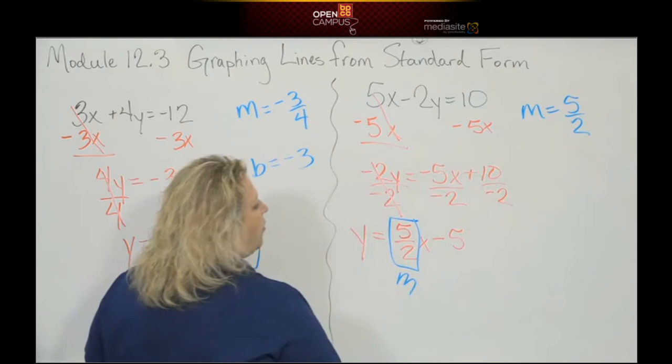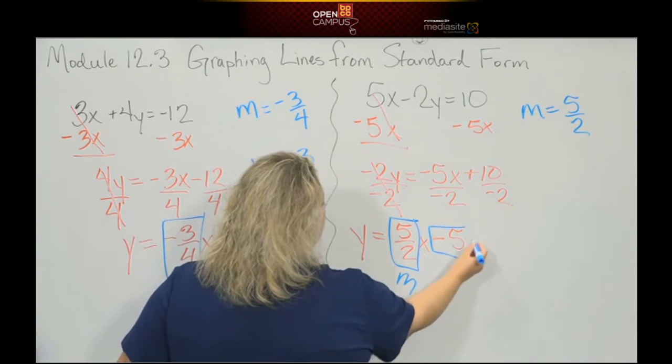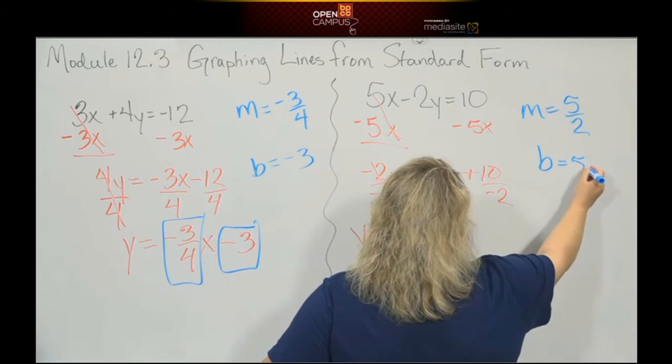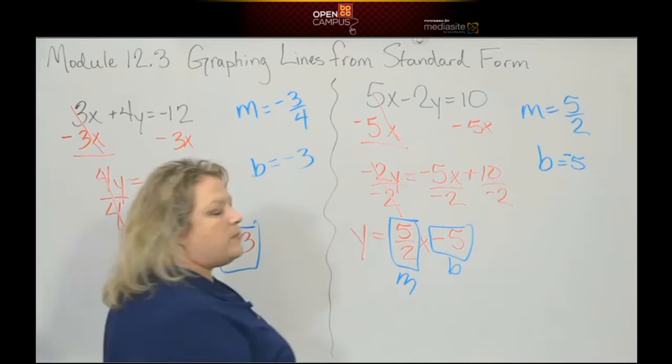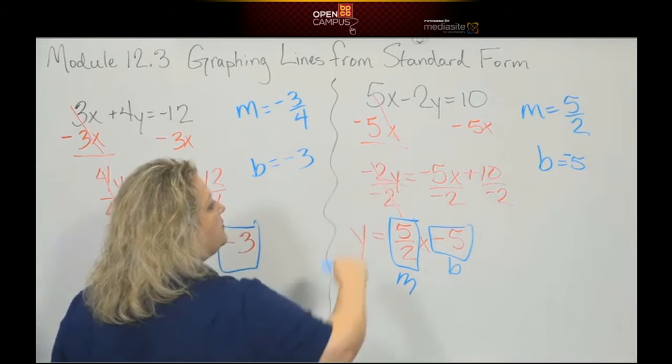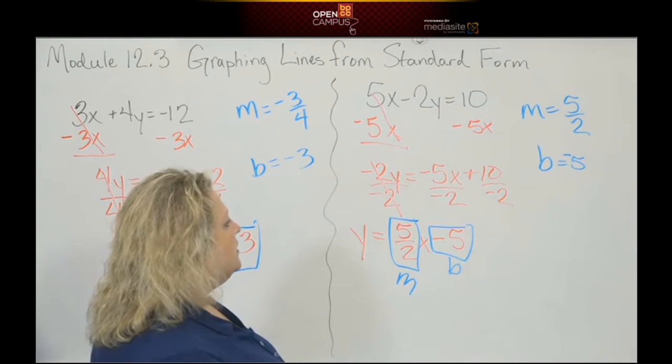And then I have my y-intercept. My y-intercept is b, so that means it's negative 5. Negative. So that means I'm going to start at negative 5, but my slope is positive, so my slope is going to go uphill, okay?